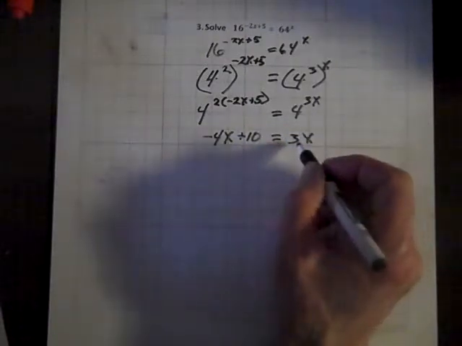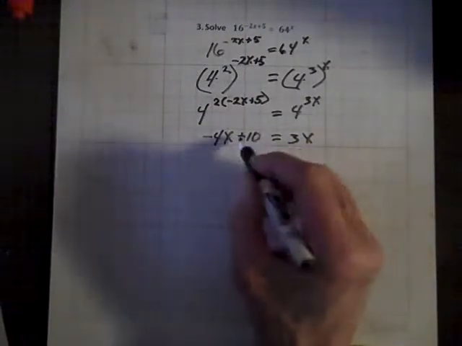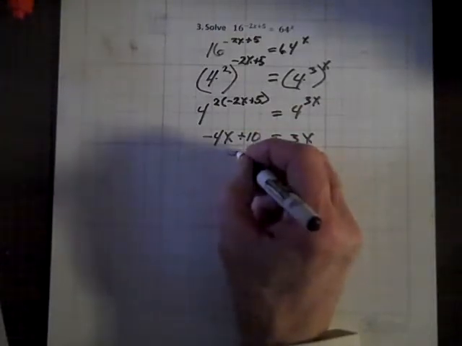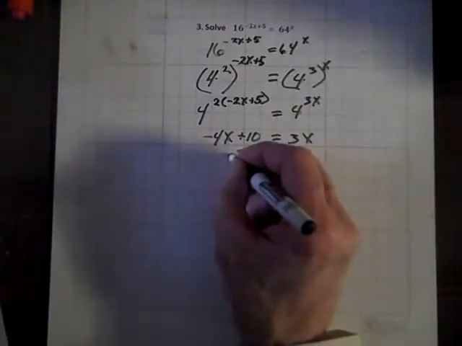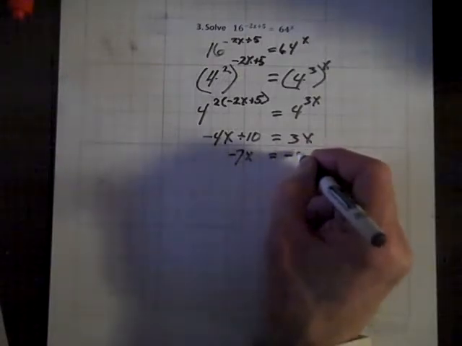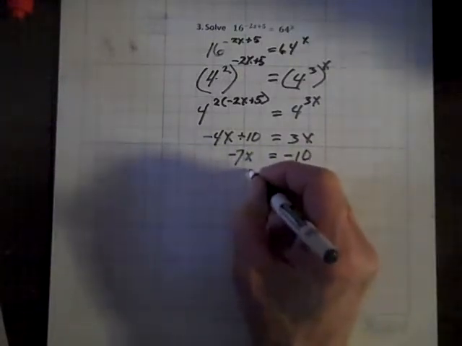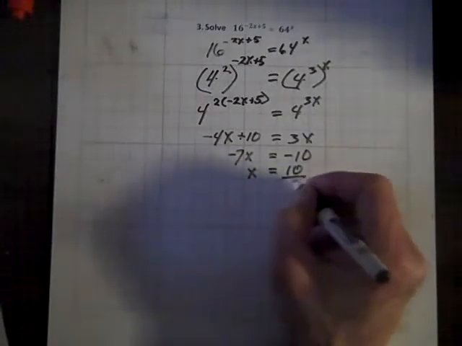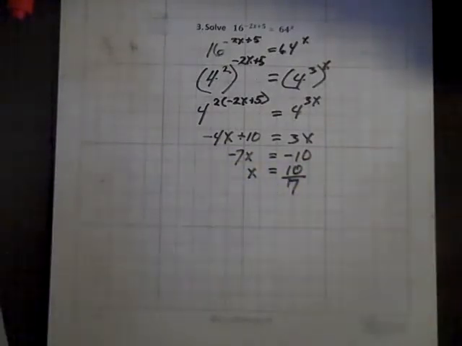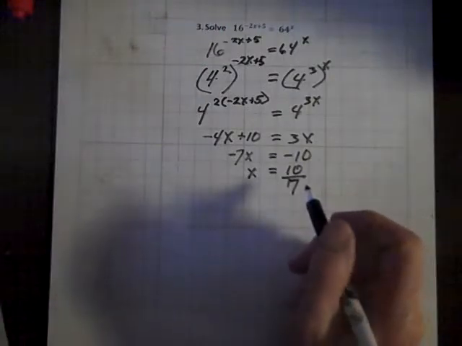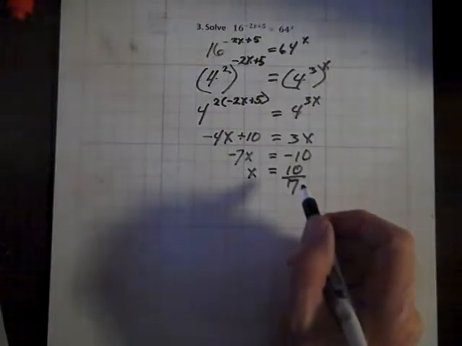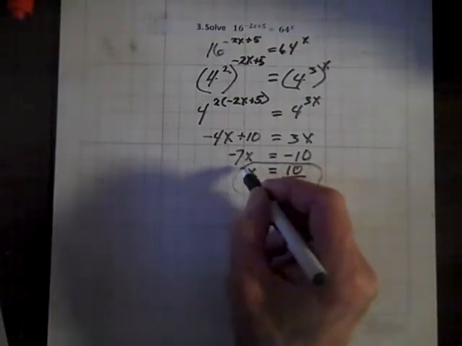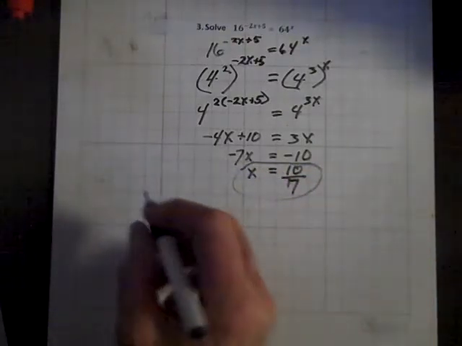Now, let's subtract 3x from both sides and 10 from both sides. In doing that, we'll wind up with negative 7x equals negative 10. Isolating x, we'll have x equals 10 divided by 7. Well, let's check this out, make sure it's valid. That's our conclusion, but let's see if it's correct.